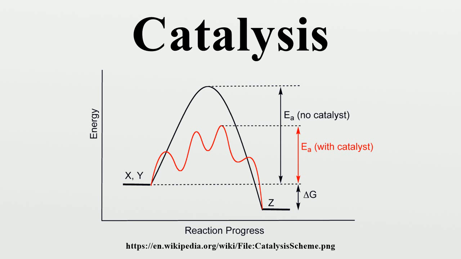The catalyst stabilizes the transition state more than it stabilizes the starting material. It decreases the kinetic barrier by decreasing the difference in energy between starting material and transition state. It does not change the energy difference between starting materials and products, or the available energy.